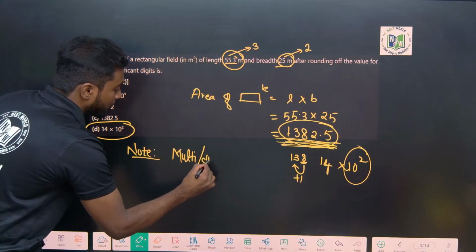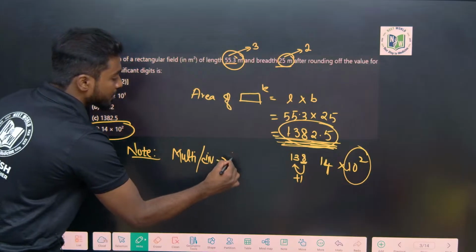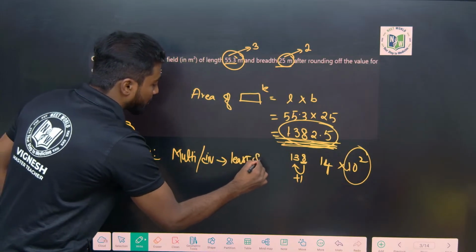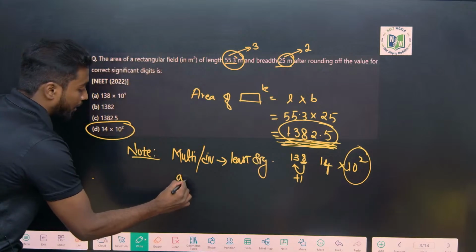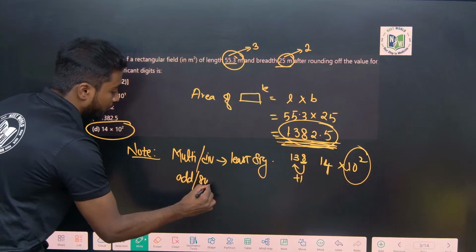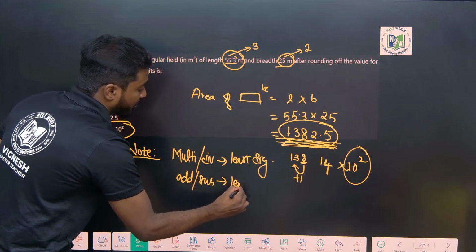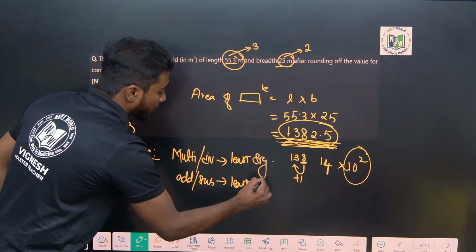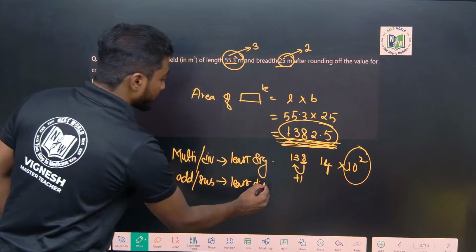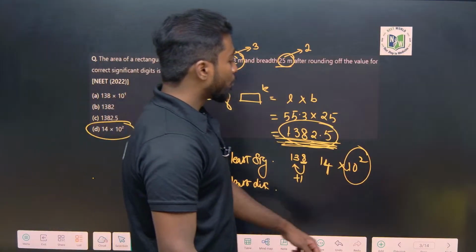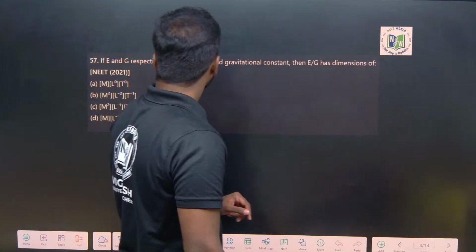Multiplication or division, least significant. Addition or subtraction, least decimal. Only these 2 things you should keep in mind. Okay. We will go for the next question.